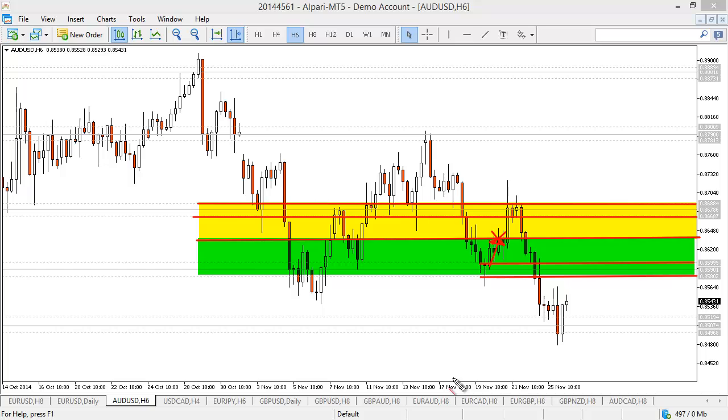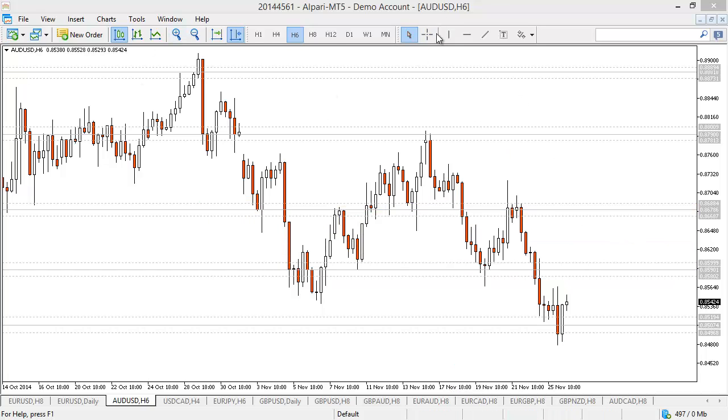When price starts to get too far from the support area, buyers start to get weaker, I close out my first half. I then move my stop loss to break even. So that's the entry point. I move my stop loss to the entry point. And the rest of the position remains open, and I allow that to hit the next target.